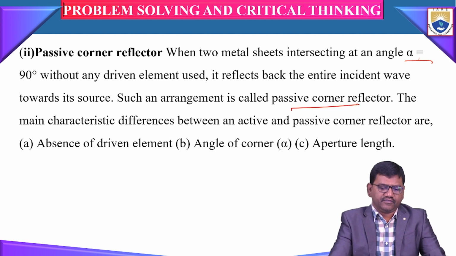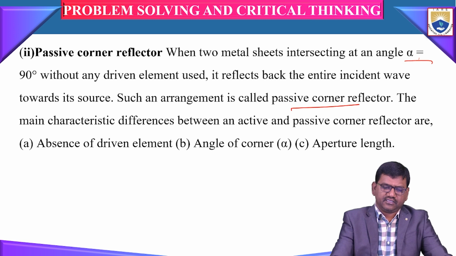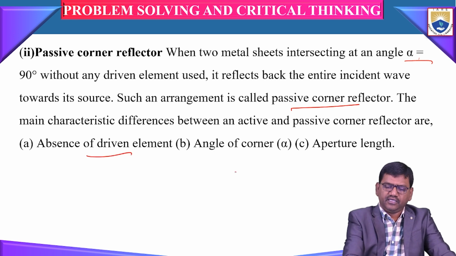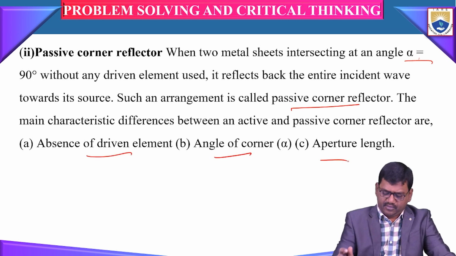The main characteristic differences between active and passive corner reflectors are the absence of driven element, the angle of corner alpha, and the aperture length.